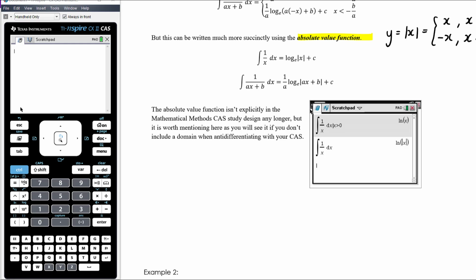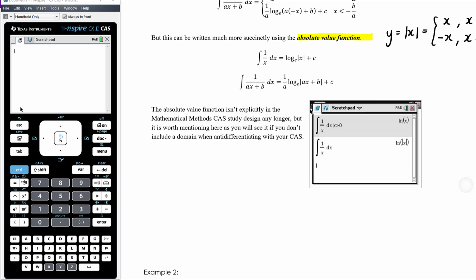So you can see in this screenshot I've included here, if you were to antidifferentiate 1 on x with respect to x and give a domain restriction where x has to be bigger than 0, then it will tell you it's log e of x with round brackets. But if you just antidifferentiate 1 on x without bothering to put the domain restriction in, it will tell you that it's log e of the absolute value of x.